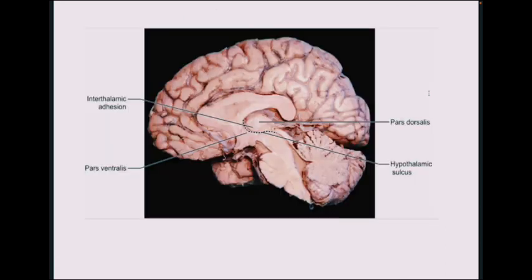In the diagram, you can see the hypothalamic sulcus, which is an S-shaped sulcus that extends from the interventricular foramen above to the cerebral aqueduct below. The part above the hypothalamic sulcus is the pars dorsalis, and the part below the hypothalamic sulcus is the pars ventralis.